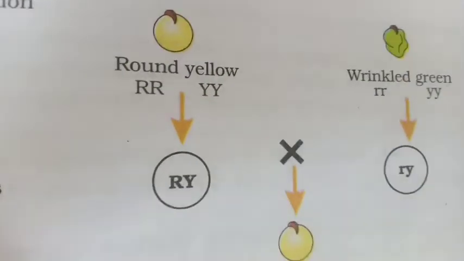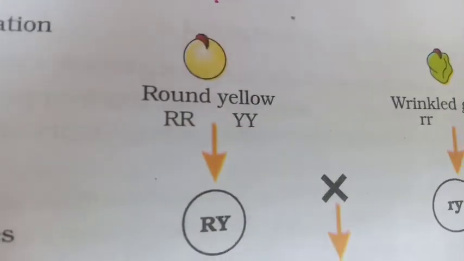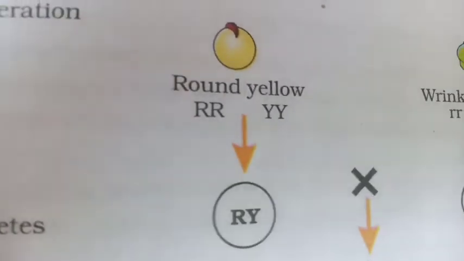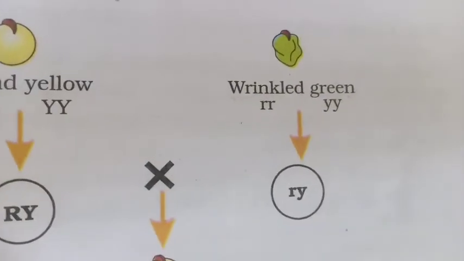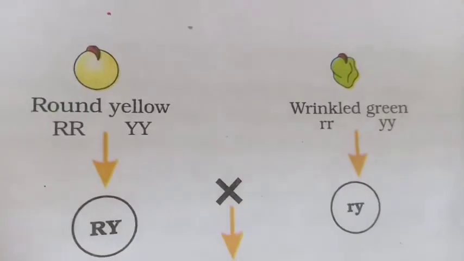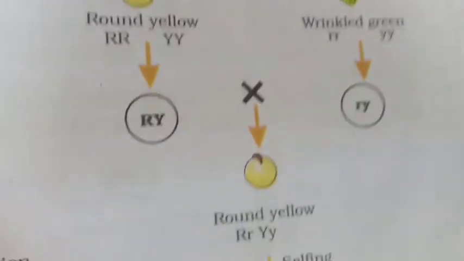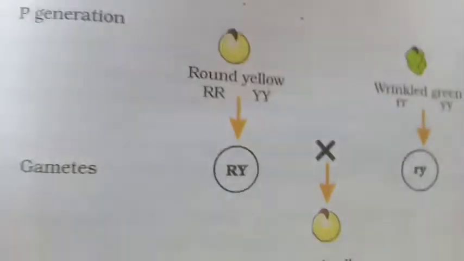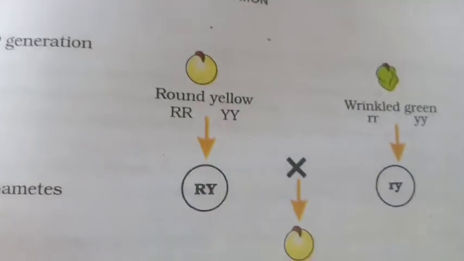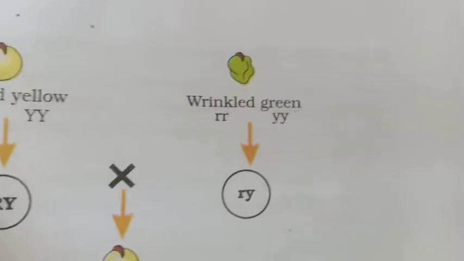Obviously the dominant is represented using capital alphabets. So R for round and capital Y for yellow, and small r for wrinkled and small y, the lowercase, for green. When we take up the gametes, only one of the two alleles will be passed on to the gametes, and it will be represented by capital R, capital Y for the round yellow, and small r, small y for the wrinkled green.